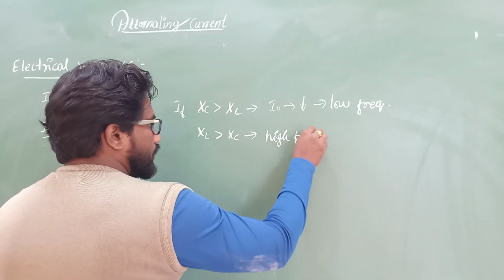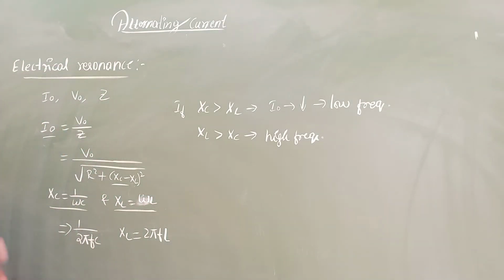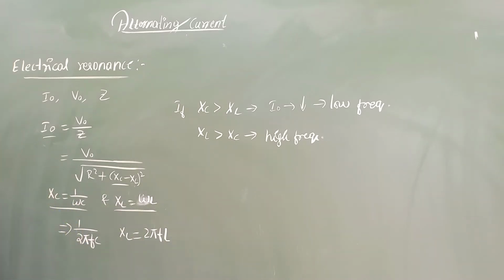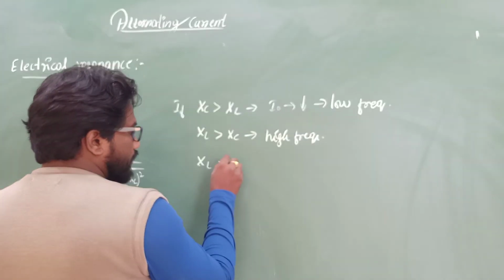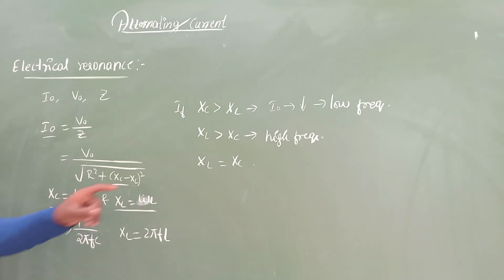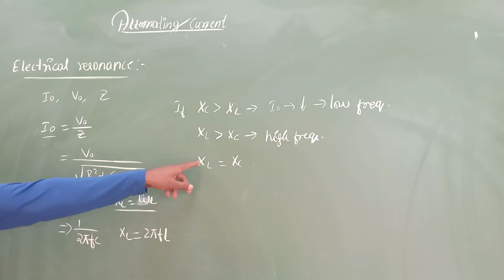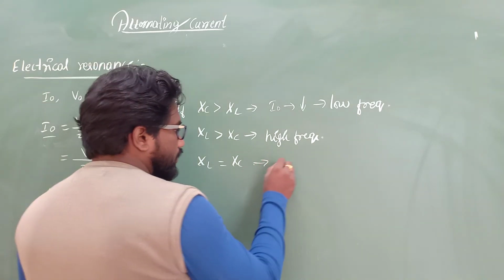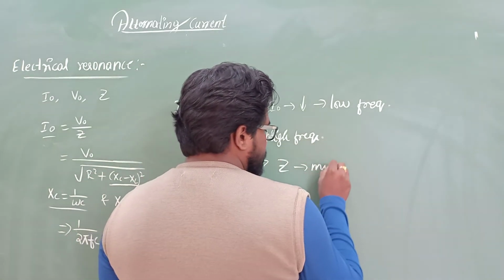High frequency values. And similarly, at a certain point of frequency, what happens? This XL is equal to XC. At a certain value of frequency, the value of inductive reactance is equal to the value of capacitive reactance. So then what happens? These two are going to be 0. XC minus XL, both are equal to 0. Then by that time what happens? The Z value is maximum.